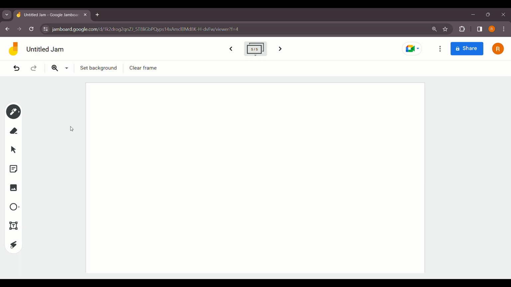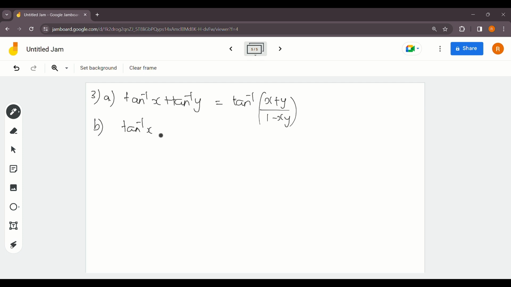So the third property is tan inverse x plus tan inverse y, that is equal to tan inverse of (x plus y) by (1 minus xy), and tan inverse x minus tan inverse y is equal to tan inverse of (x minus y) by (1 plus xy).